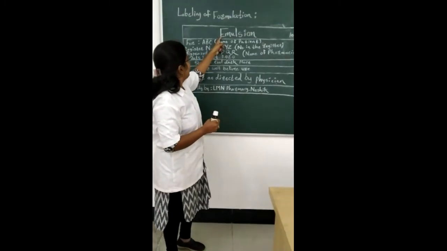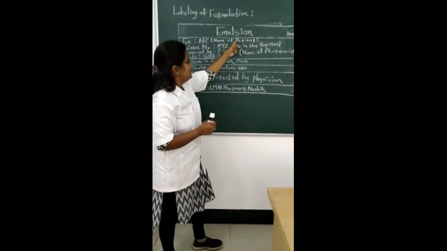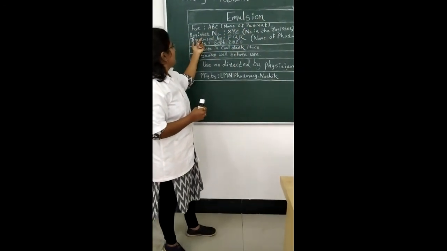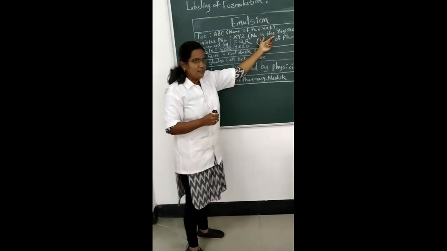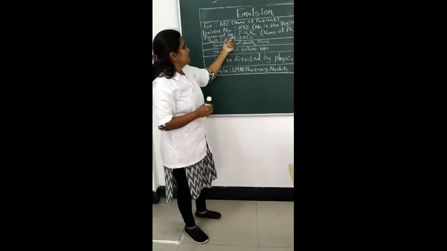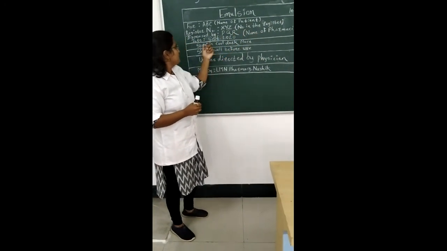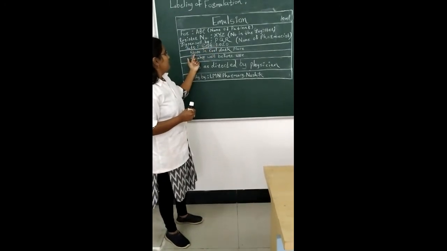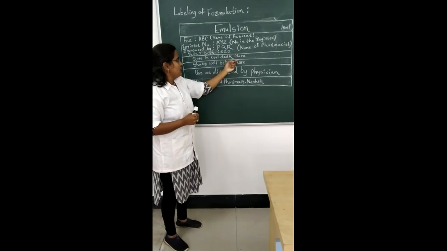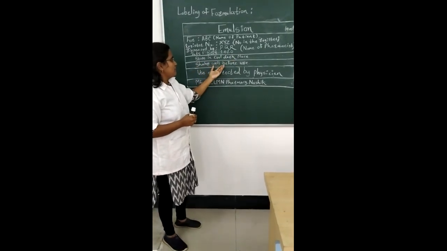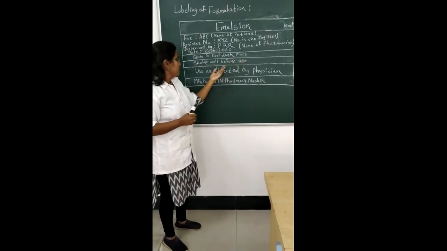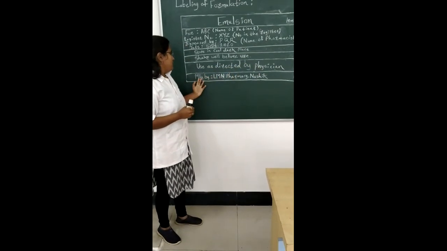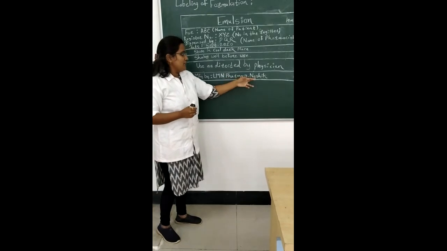The labeling of the formulation: emulsion 10 ml for ABC, that is the name of the patient, register number XYZ, that is the number given in the register, dispensed by PQR, the name of the pharmacist, manufacturing date September 2020, storage condition, store in a cool and dark place, one more direction, shake well before use, and use as directed by physician. Manufactured by Element Pharmacy, Nasik.